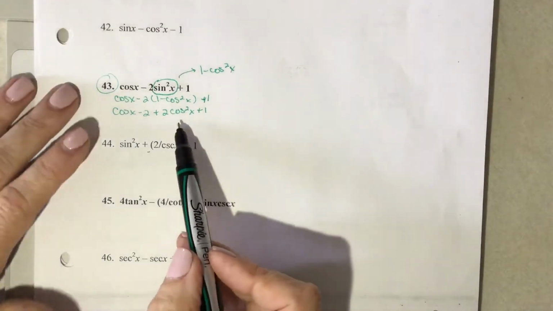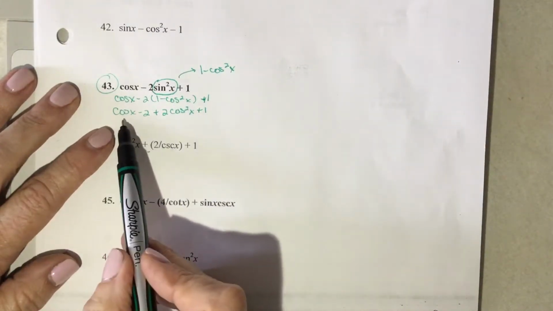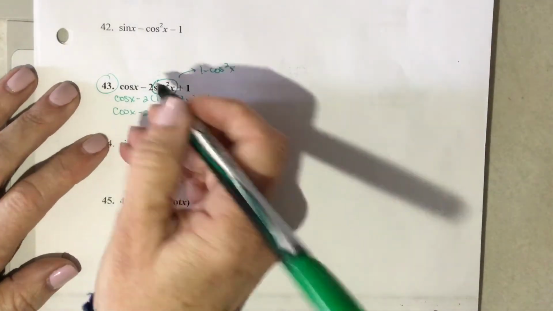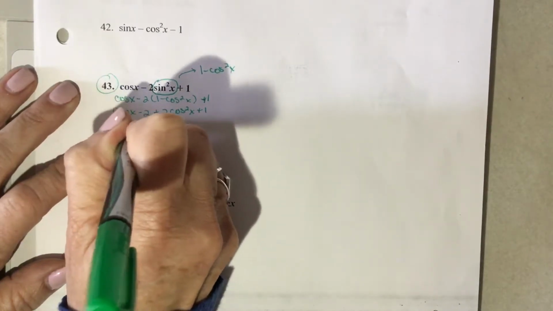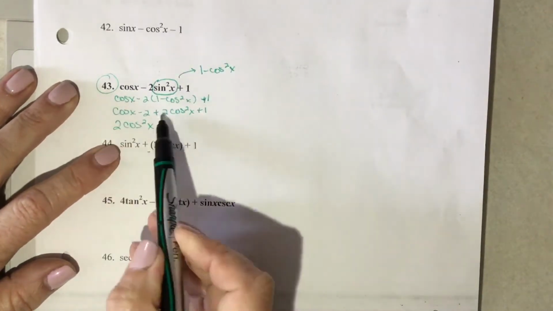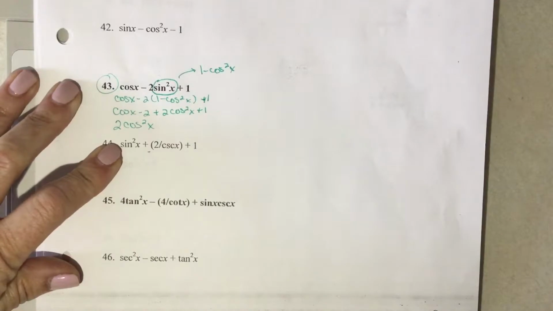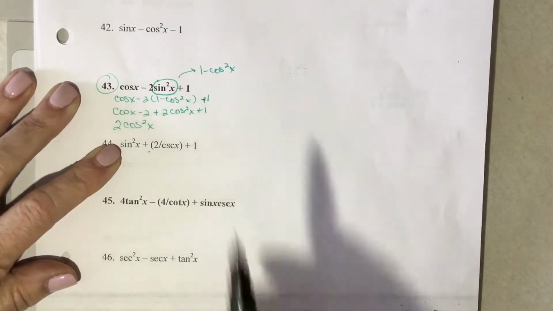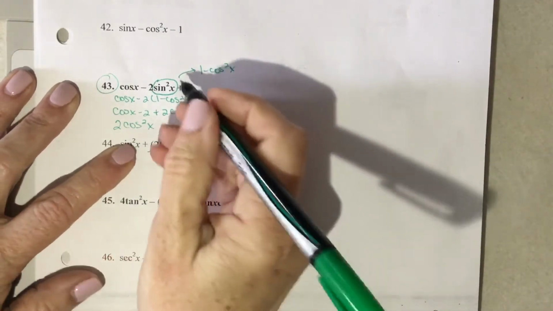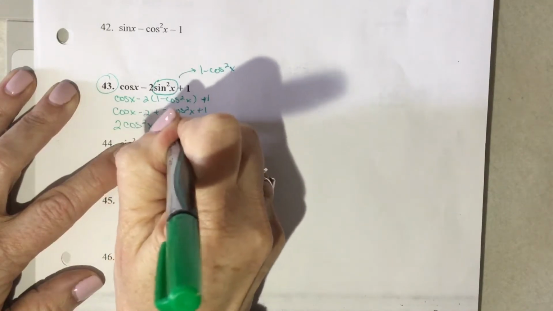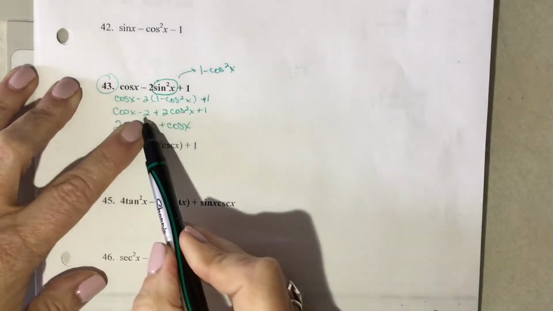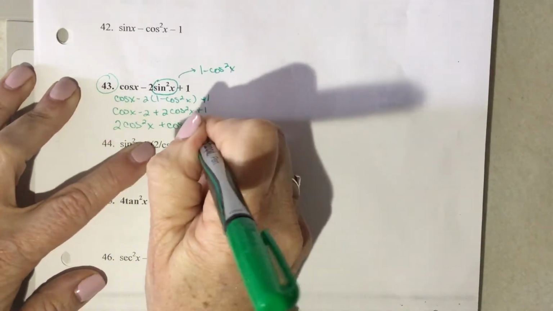So now I've got a cosine squared, I've got cosine. I'm going to rewrite this in terms of standard form, meaning my degrees from highest to lowest. So 2 cosine squared x plus cosine x, and what's -2 plus 1? -1.